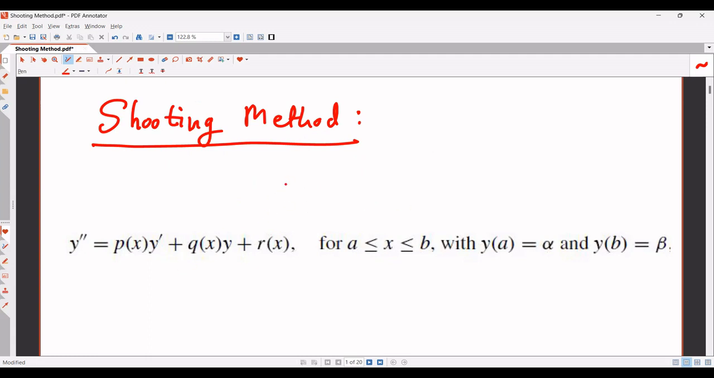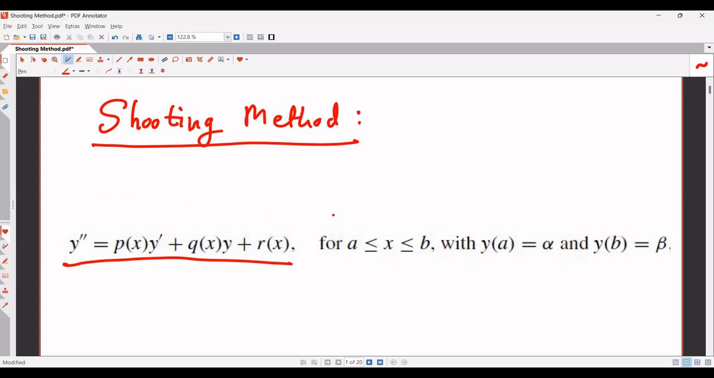So just like in our last class, we have seen two different versions of finite difference method for solving boundary value problems. One for linear boundary value problems and the other one for nonlinear ones, right? Similarly, we are going to start with linear boundary value problem, the version of shooting method that is used to solve linear boundary value problems. And you can see a linear second order boundary value problem here.